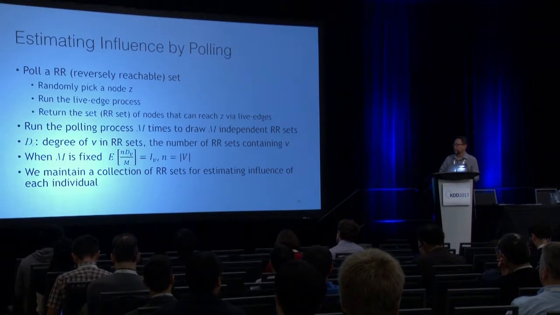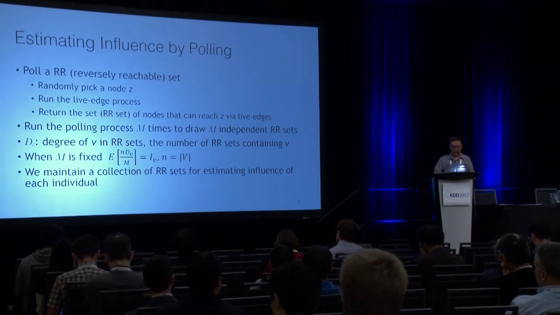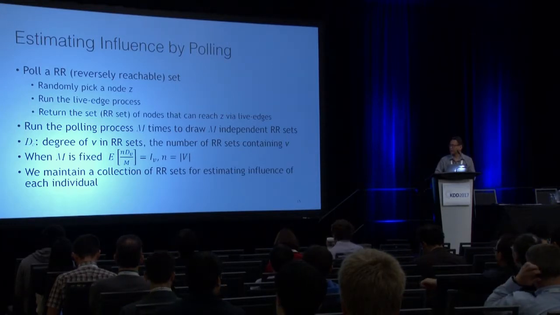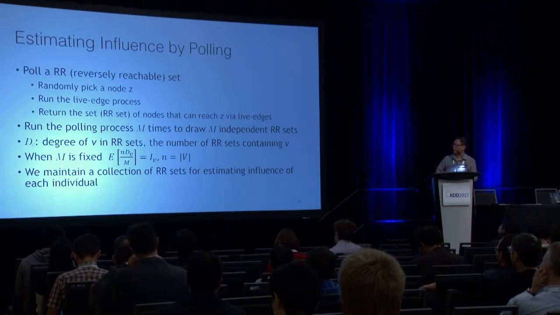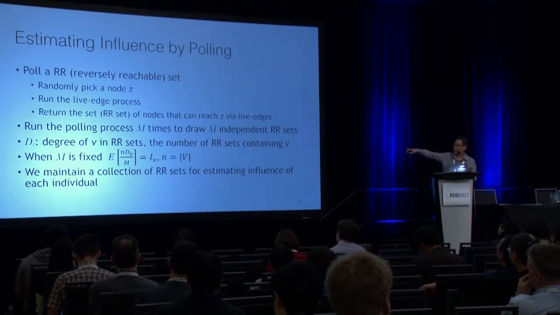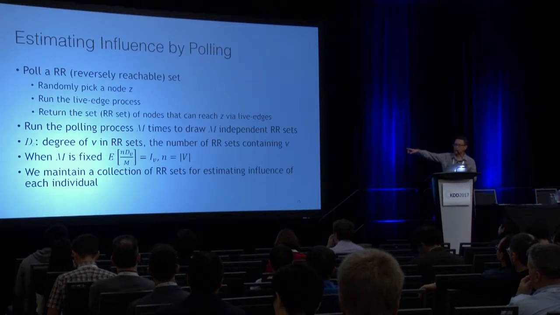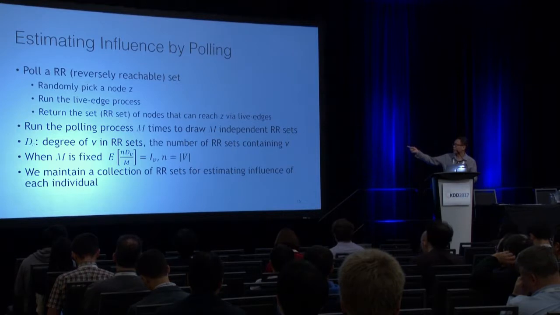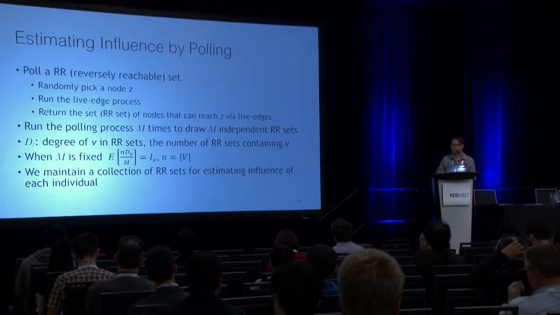Mathematically, one important property is that if you have M samples, M independent RR sets, then the expectation of the influence of V can be estimated by N, which is the number of nodes, times d_V, the number of RR sets containing V, divided by the sample size M.